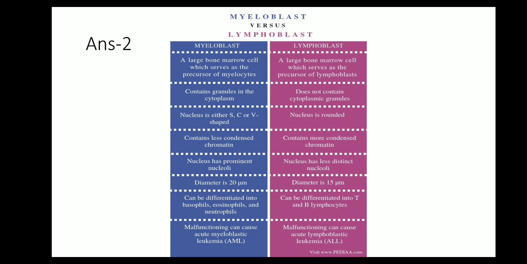Lymphoblast is a large bone marrow precursor cell for lymphocytes. It does not contain any granules. Nucleus is rounded. It contains more condensed chromatin. Nucleus has less distinct nucleoli, about 1 to 2 in number. Diameter is 15 microns. Can be differentiated into T or B lymphocytes, and if any malfunction is there, then it can lead to acute lymphoblastic leukemia.